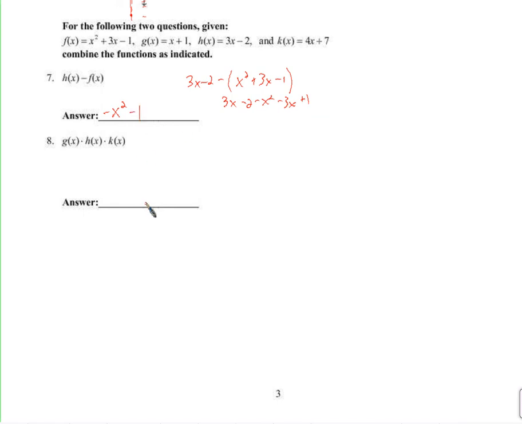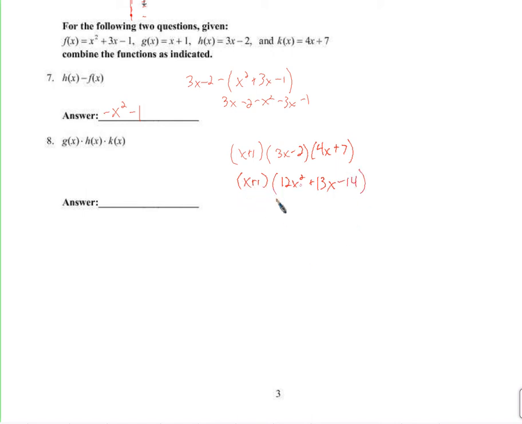There we go. g of x times h of x times k of x. g of x is x plus 1. h of x is 3x plus 2, sorry, minus 2. And k of x is 4x plus 7. So we multiply everything together. I'm going to go ahead and multiply these together first for no reason. So we get 12x squared. I'm going to go ahead and figure that I get a 21x and a negative 8x. So that's plus 13x. 21x minus 8x. And then negative 2 times 7, negative 14.